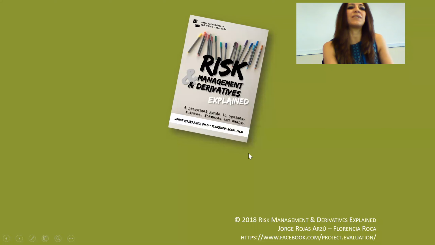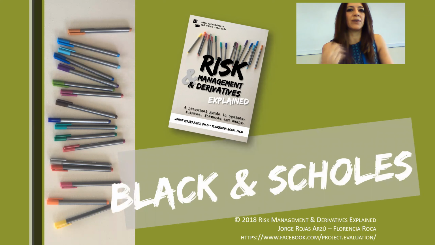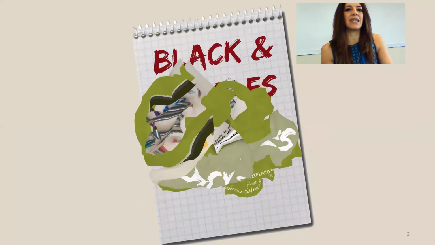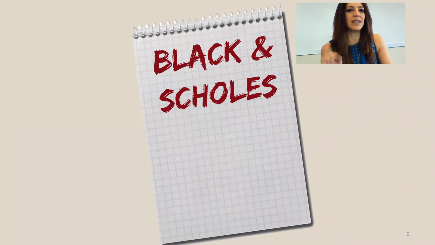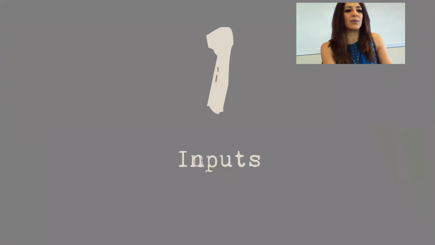Hello. In chapter 7, we cover the Black-Scholes formula. So in this video, you will see how to identify the inputs for the formula and then how to construct an Excel spreadsheet. And finally, how to program a simple VBA code for a specific function to use Black-Scholes quickly. So first, which are the inputs for the formula?